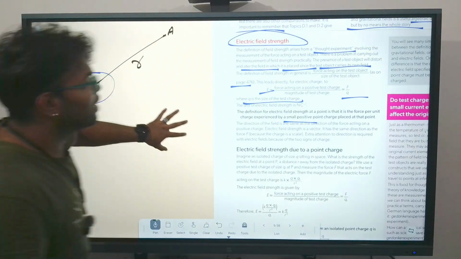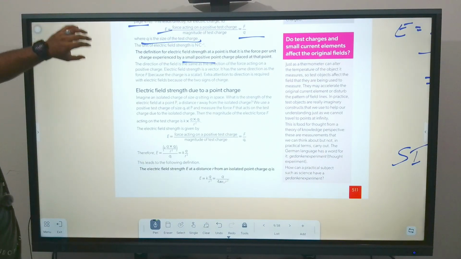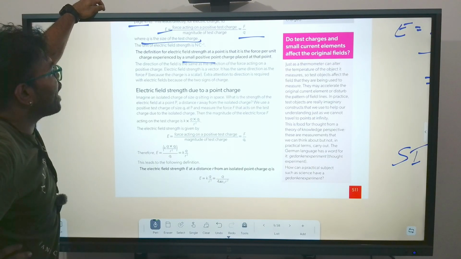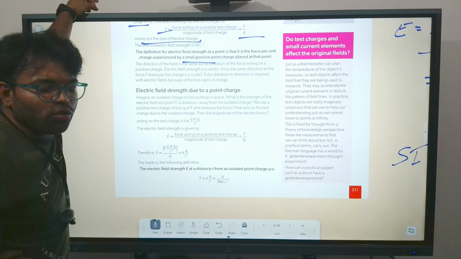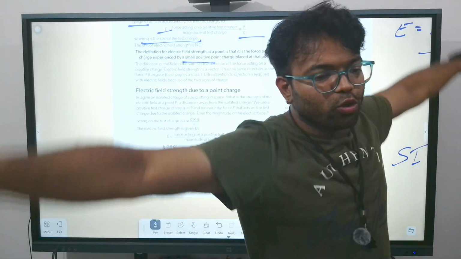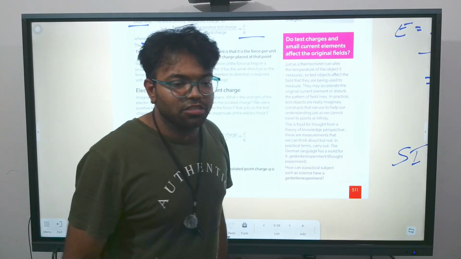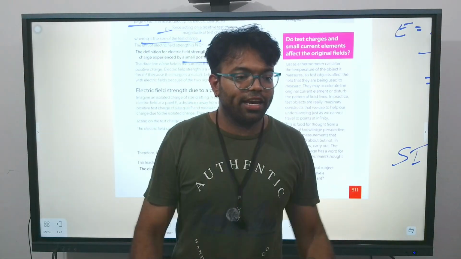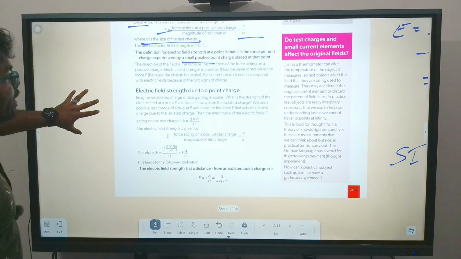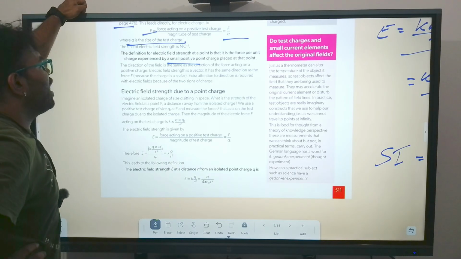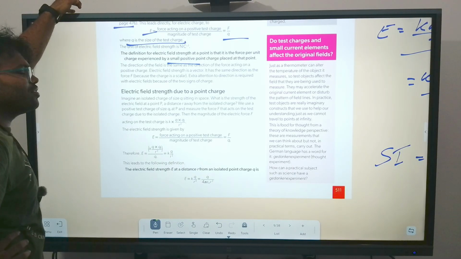Understood? So the direction of the electric field is the same as the direction of the force acting on the positive charge. If you have a positive charge, then the electric field will be going outwards. If you have a negative charge, the electric field will be going inwards, into the charge. Clear? So the electric field strength is a vector quantity. It has the same direction as the force F because the charge is a scalar.